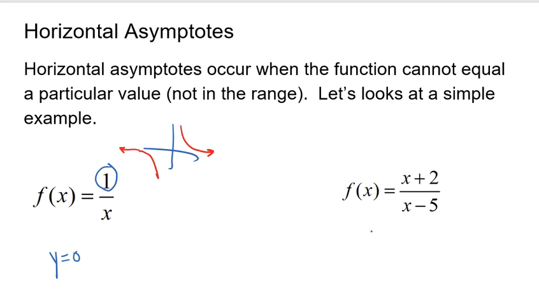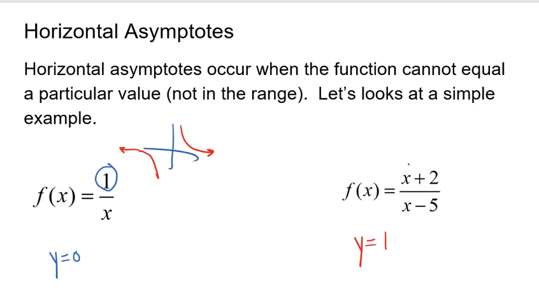All right, this example over here has a horizontal asymptote of y equals 1. Now let's talk about why that is. Remember, the number 1 in terms of a fraction is when your numerator and denominator are the same number. 5 over 5 is 1. 7 over 7 is 1. 6 over 6 is 1. Negative 7 over negative 7 is 1.